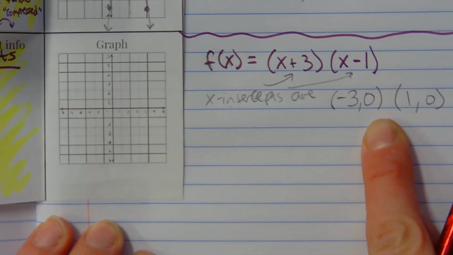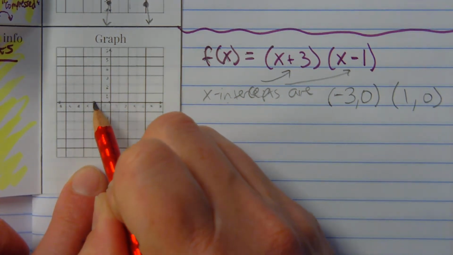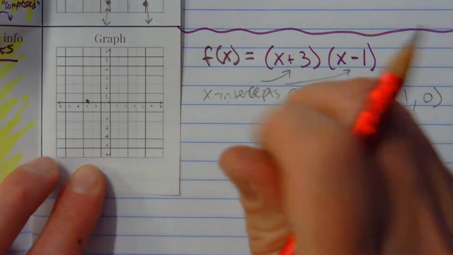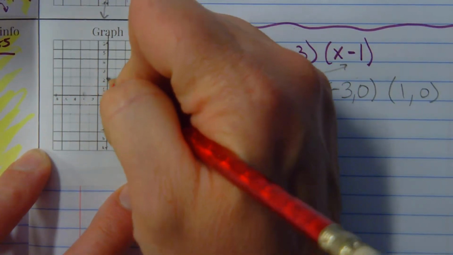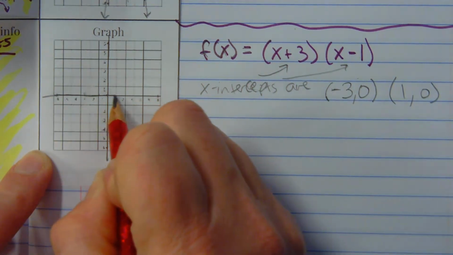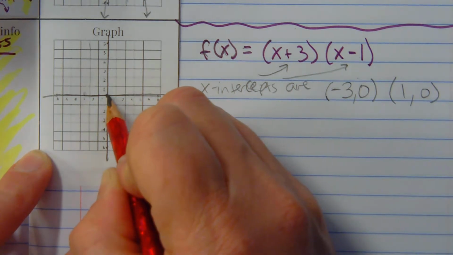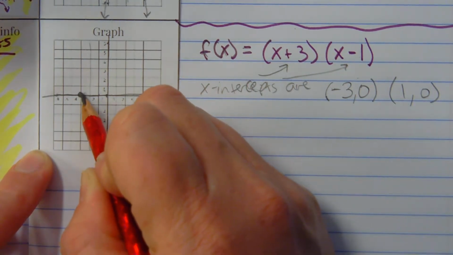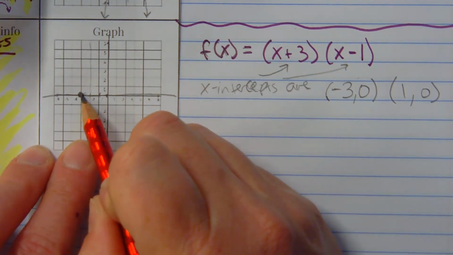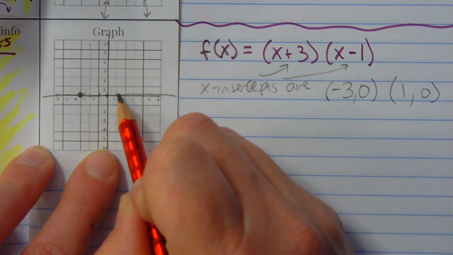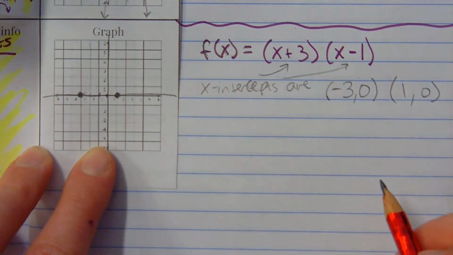So I'm going to go to my graph, which is right here. This is my axis. Okay, and my lines didn't print very nicely. So I'm going to start here, 1, 2, 3, right here. This is my 3. That's my negative 3, 0. And then I go over 1, 0 right here. All right, so that's going to be my x-intercepts.